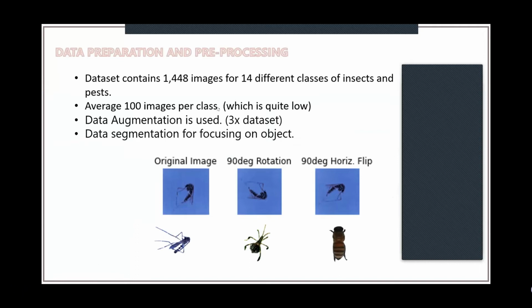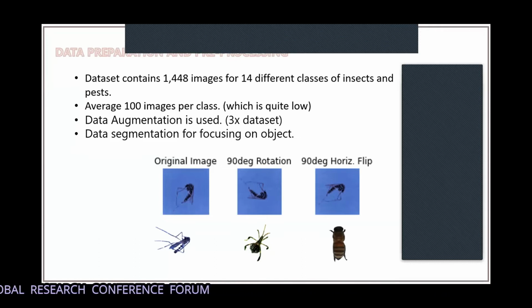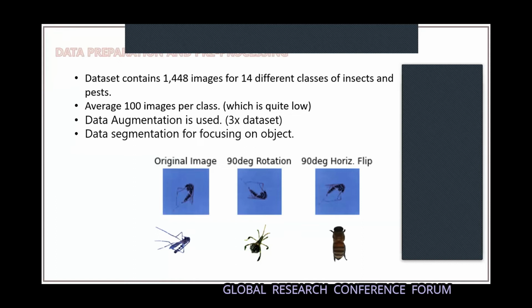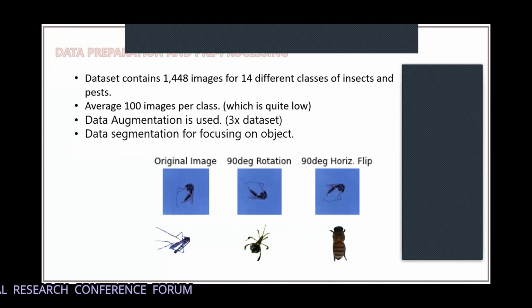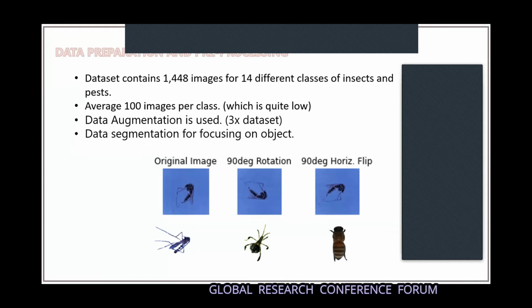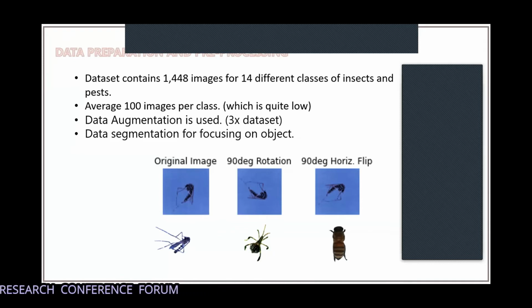The first step in our pipeline is collection of the data set. In this paper, we have collected 1,448 images for 14 different classes of insects and pests. That means these are about 100 images per class, but to build a high accuracy model, it is important to have a numerous amount of data. To solve this issue, we have used data augmentation, which also helped us give different angles of the object to the model, as CNN by itself is not capable of rotating objects. Data augmentation increased our data set by 3 times.